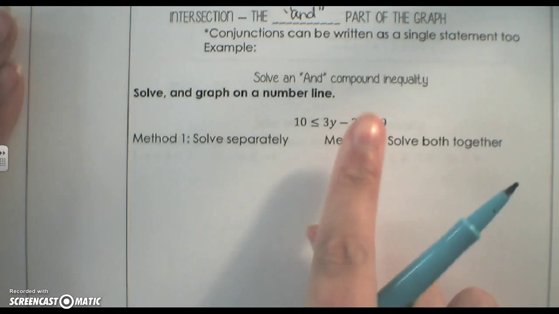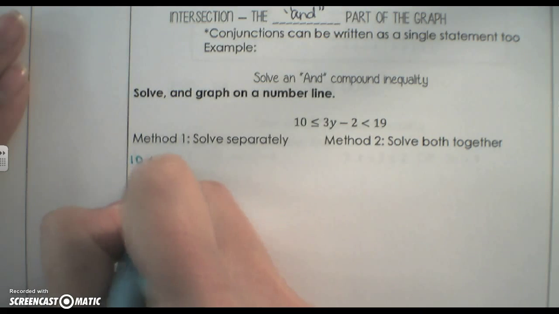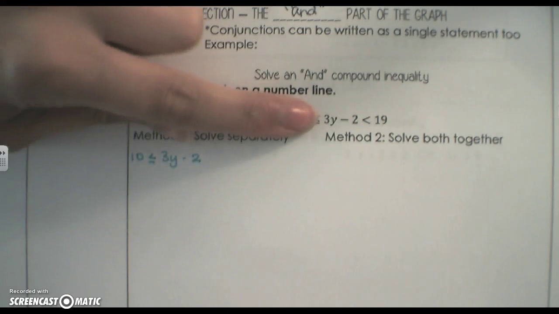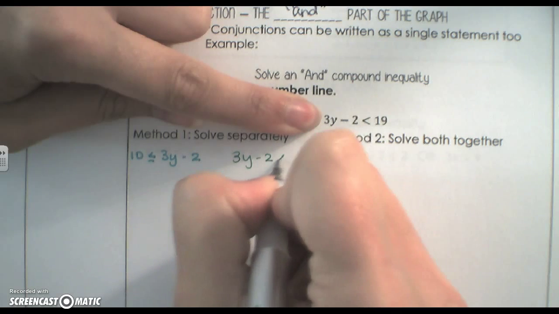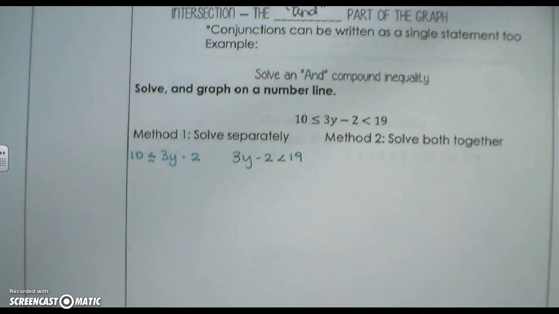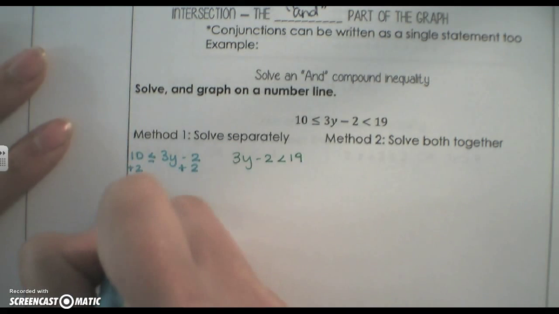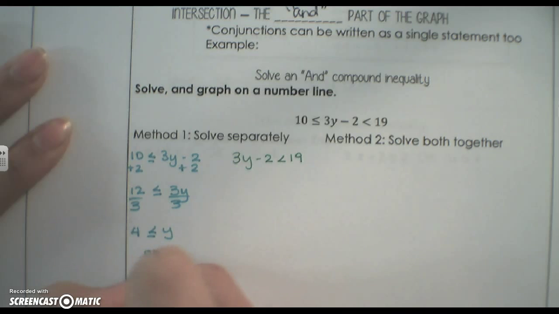That's kind of when I covered up this side, and I just go ahead and write 10 less than or equal to 3y minus 2. That's one of them. And then the second one is if I cover up this side, then I have 3y minus 2 less than 19. So now let's go ahead and solve those now that they're separate. We would add 2. This is just like what you've done before. And divide by 3. So 4 is less than or equal to y, or you could write it as y is greater than or equal to 4.